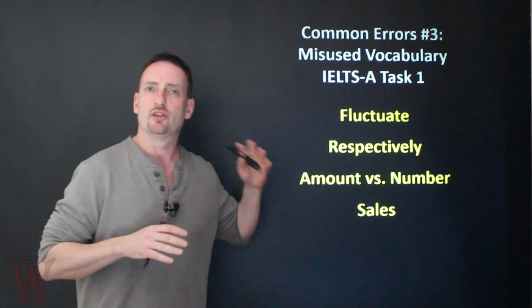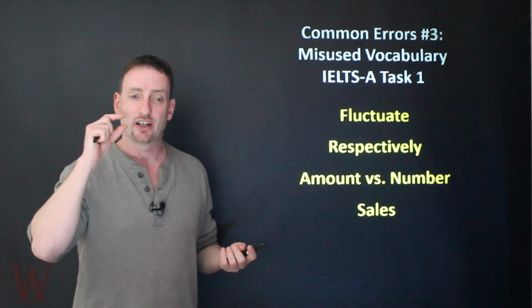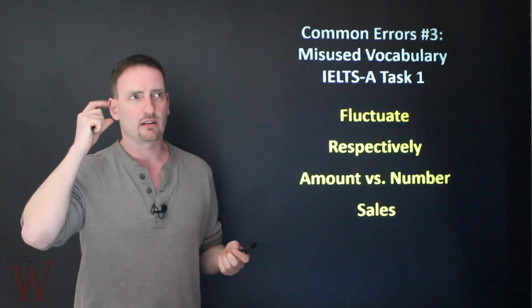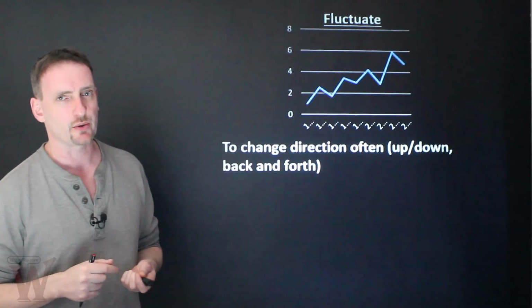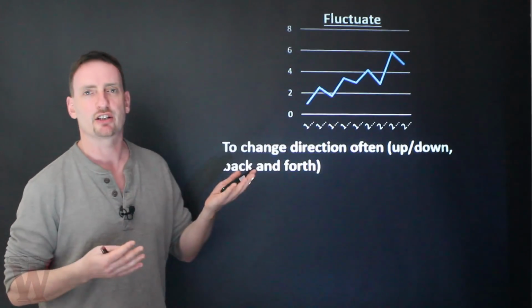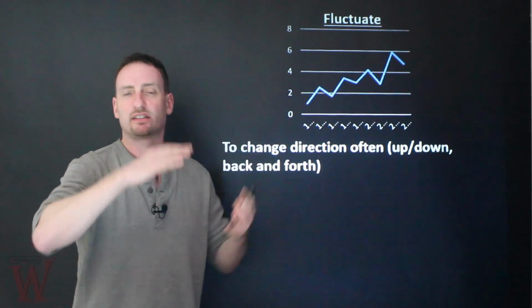Now, it's better not to use these words at all than to use them incorrectly, because you're not going to impress the graders by using them correctly, but you are going to capture their attention by using them incorrectly. So let's start with the word fluctuate. First of all, what does fluctuate mean? It means to change directions often, to go up, down, so you don't have a consistent pattern.